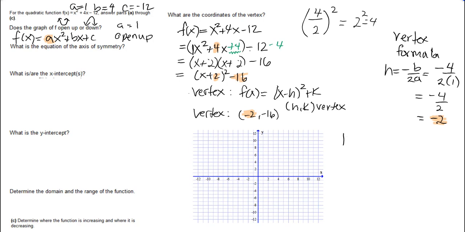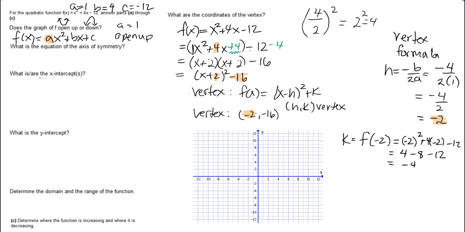The way we get the y-coordinate, there is a formula for it, but I prefer just to take this x-coordinate and plug it into our function to get the y. So that would be negative 2 squared plus 4 times negative 2 minus 12. Negative 2 squared is a positive 4. 4 times negative 2 is negative 8.